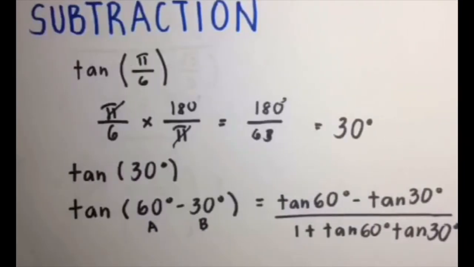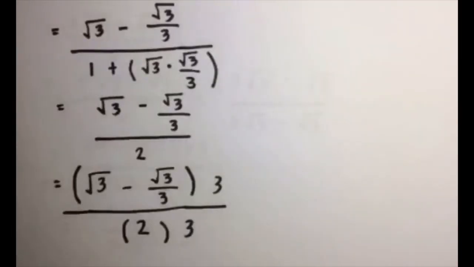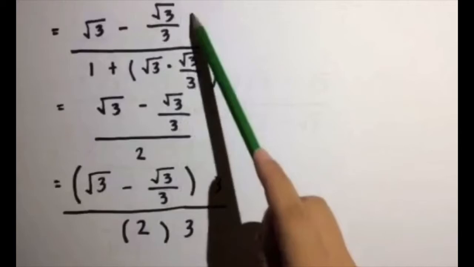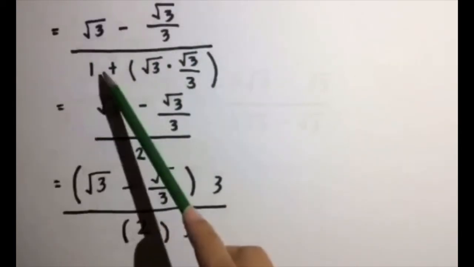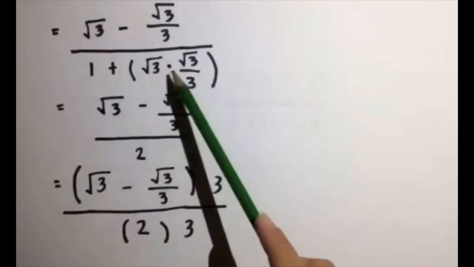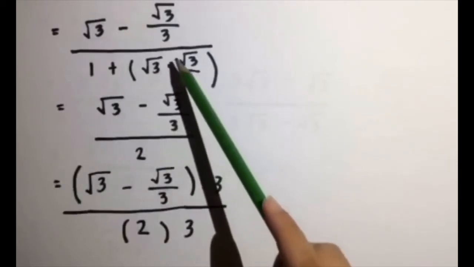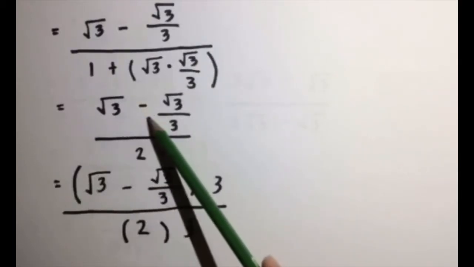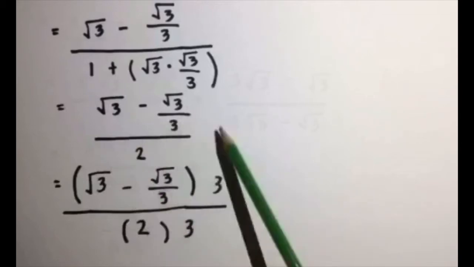In this example, we don't need to graph anymore because we all know that 60 degrees and 30 degrees lie on the same quadrant, which is quadrant 1, and in quadrant 1, all trigonometric functions are positive. So here is the answer. Tangent 60 degrees is equal to the square root of 3 minus tangent 30 degrees, the square root of 3 over 3, divided by 1 plus tangent 60 degrees, which is the square root of 3, multiplied by tangent 30 degrees, equal to the square root of 3 over 3. The answer will be the square root of 3 minus the square root of 3 over 3 divided by 2.